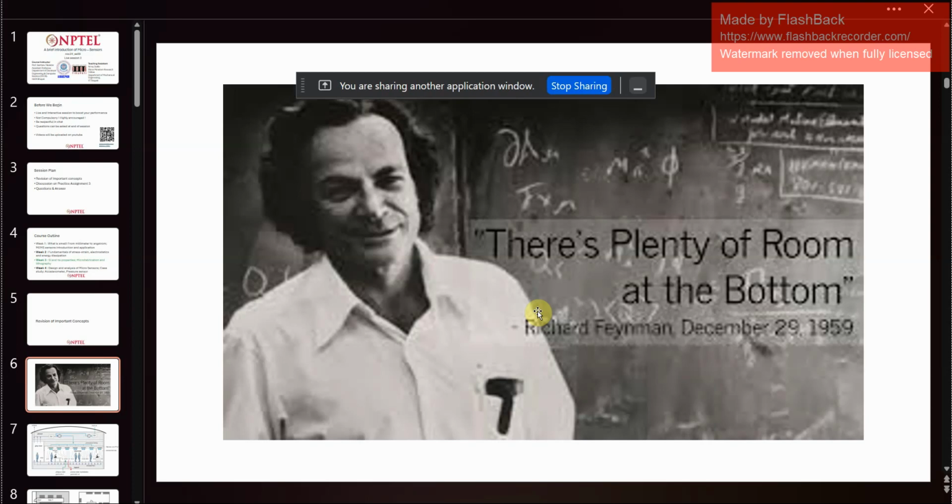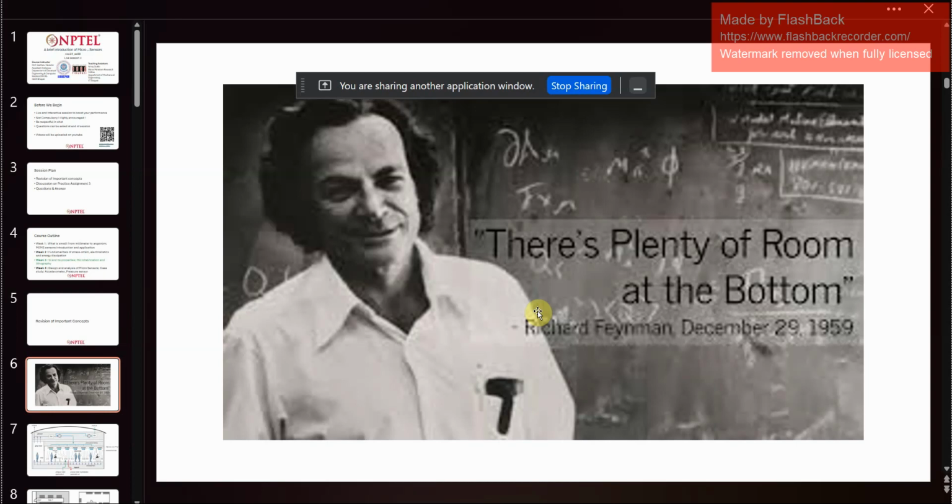This person on your screen is Professor Richard Feynman. He was a professor at Caltech, USA. He gave a lecture in 1959. You can see the date. There is a plenty of room at the bottom. So by bottom he meant the scales below centimeters. So it is in the millimeter range, micrometer range, or the nanometer range. That is where he was saying that there's a plenty of room at the bottom. So he basically came up with the idea of miniaturizing everything, that is shrinking everything down.